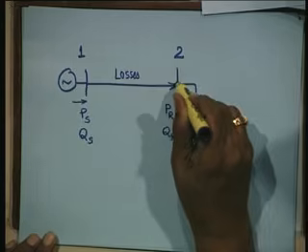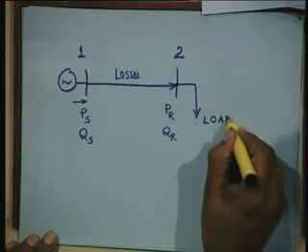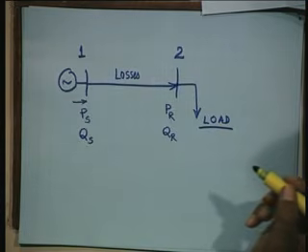In that case, PS and PR and QS and QR will be different. By different, I mean they will be lower, because you are going to lose something, you are not going to gain something. And hence, once PR and QR reach this end, there is load sitting here. Otherwise, if there is no load, no need of any power system.